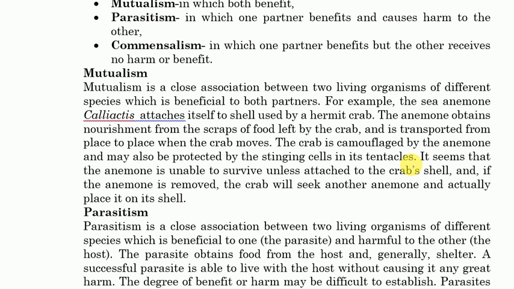So you see, huyu si anemone yeye anapata chakula, kile chakula anachokula crab kinachobakia yeye anakila. Alafu pia crab anavyo move, huyu si anemone naye anaweza kumove. Lakini pia huyu crab anakuwa anapata faida kwa sababu gani? Huyu si anemone anavyokaa pale ana provide camouflage. Camouflage ni ile hali ya mnyama anakuwa na mazingira fulani ya kutengeneza rangi inayomzuia kwenye mazingira ambayo asionekane na enemies. For example, kama unavyoona kinyonga anabadilisha rangi, akiwa sehemu pa kijani atengeneza rangi ya kijani. That mechanism, we call it in biological term as camouflage.